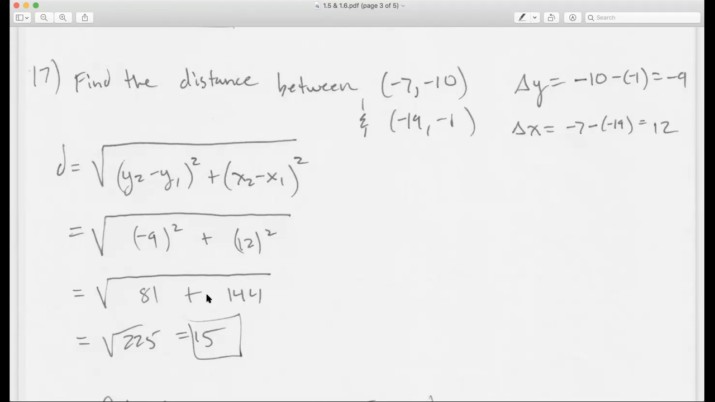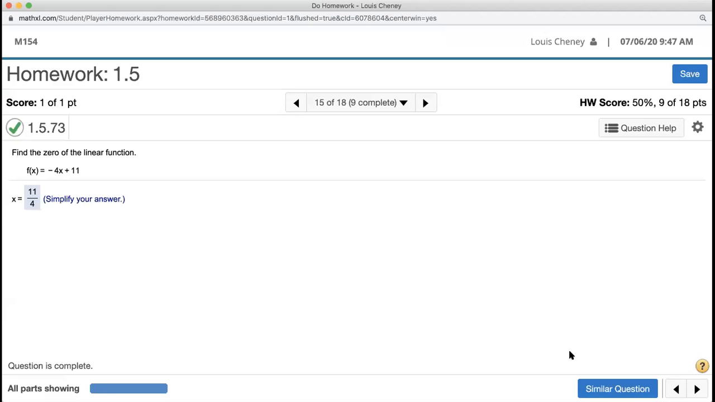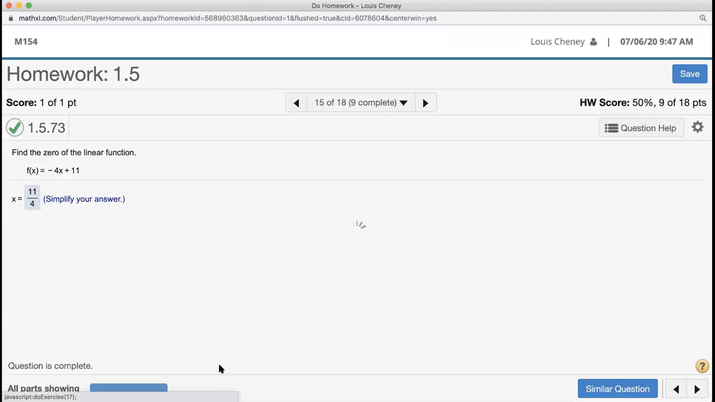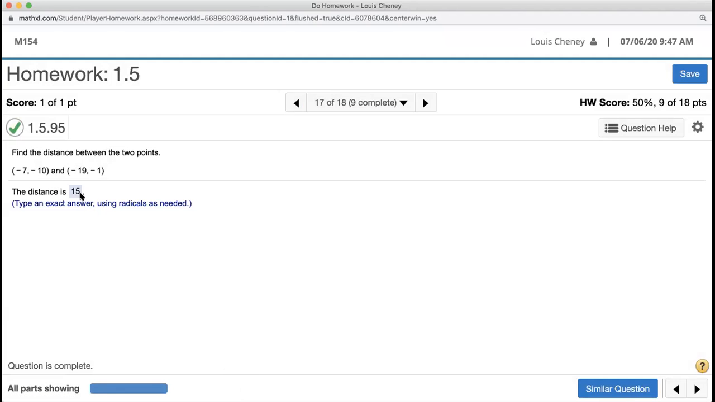Simplifying, I get 81 plus 144 underneath the radicand. So I get the square root of 225, which is a perfect square. So 15 is the distance between these 2 points. And that was number 17.